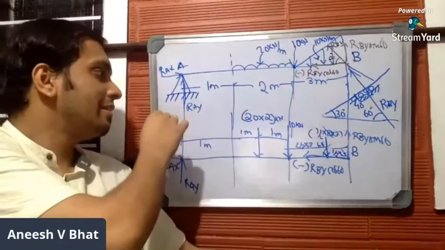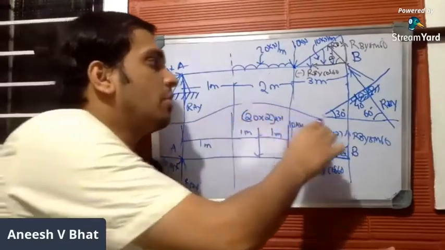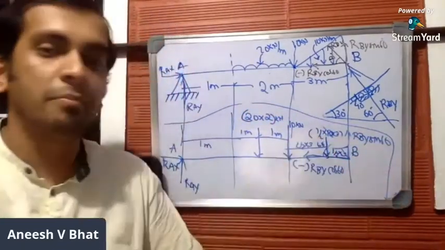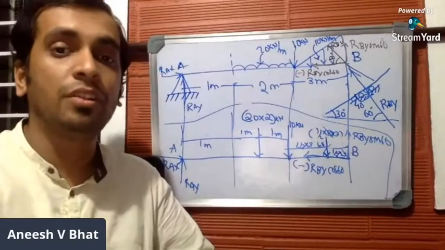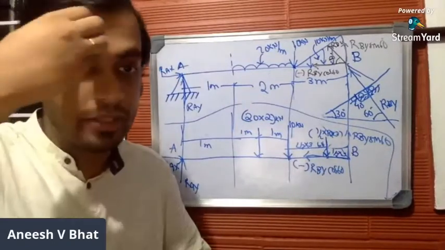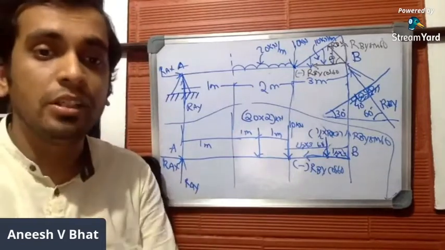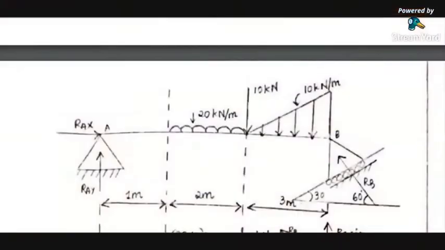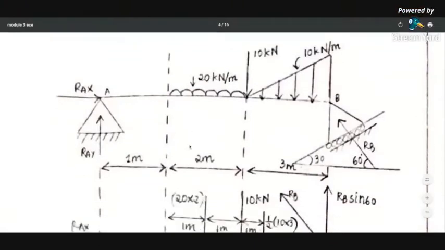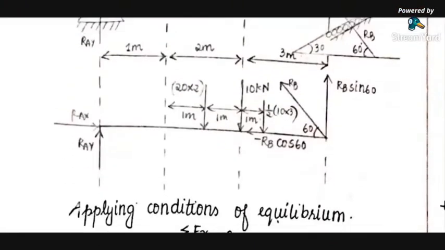So this is the point load drawing which you have drawn. This drawing is very important. Once you get the point load drawing, you have to apply the conditions of equilibrium in order to find the support reactions. Let us go through the steps. So this is the point load drawing. Hope you can see.